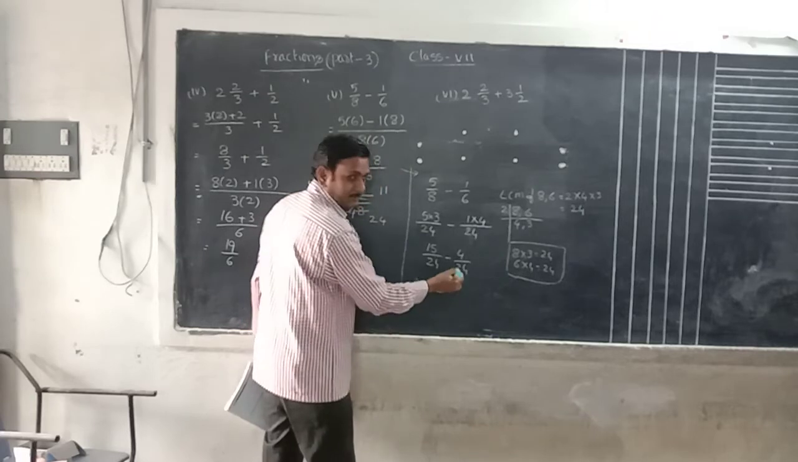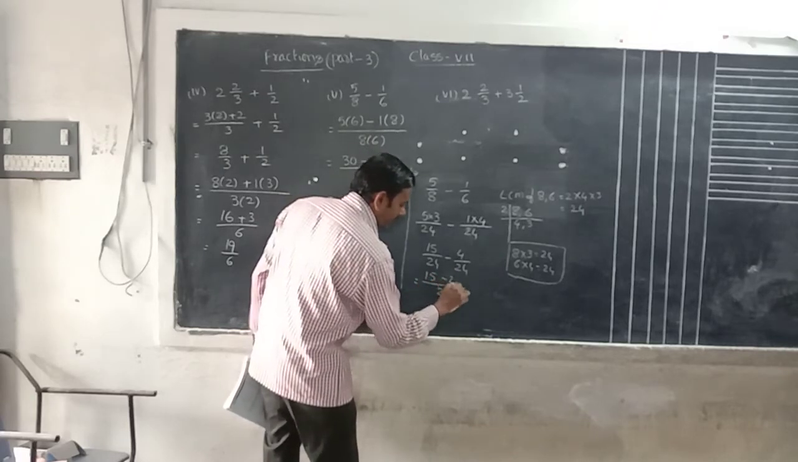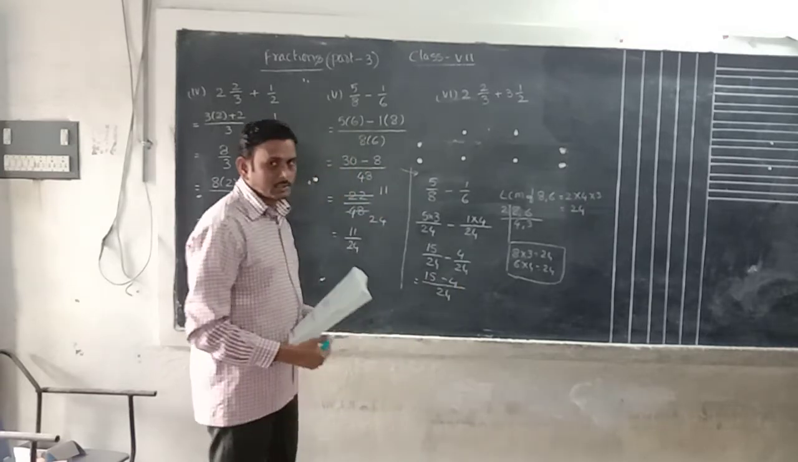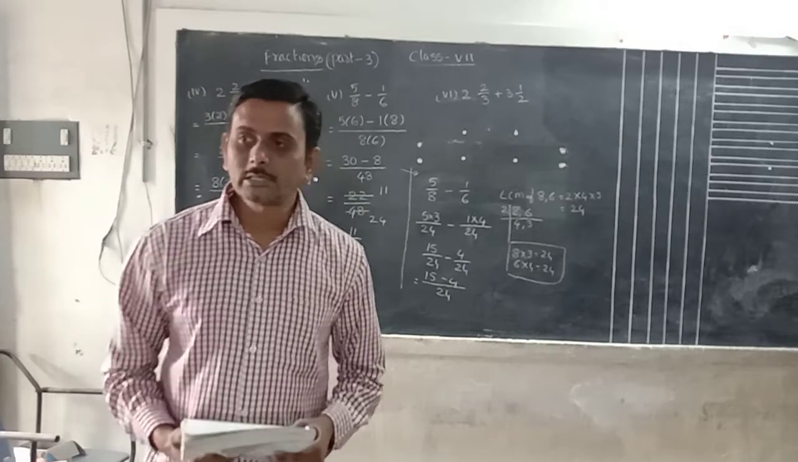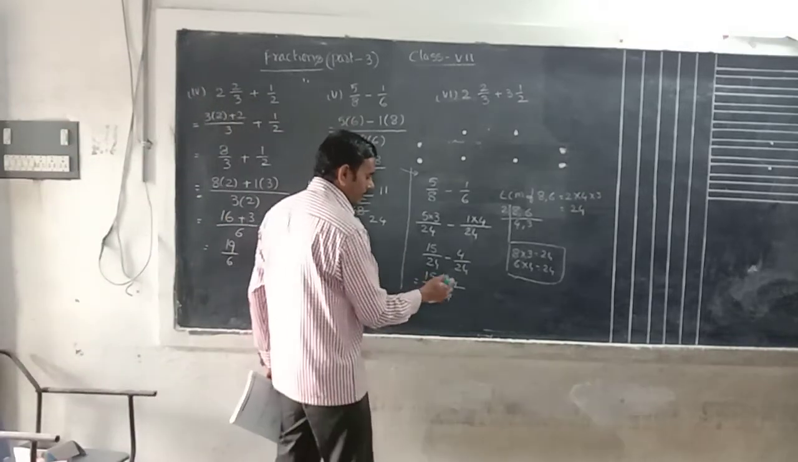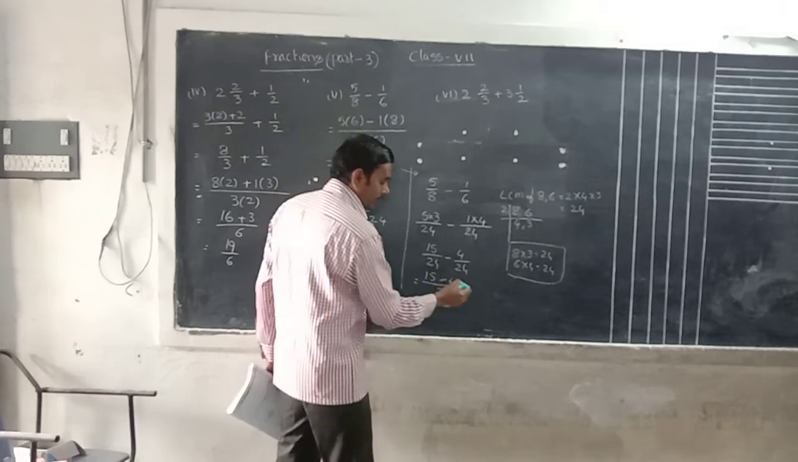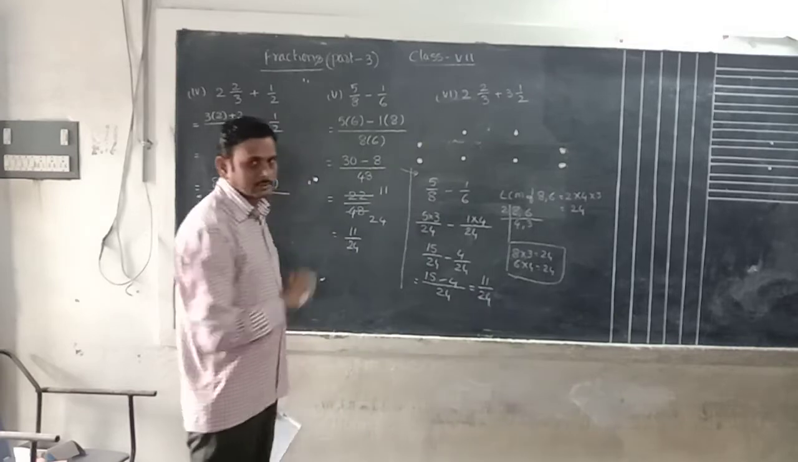Now the denominators are the same, like fractions. Now we can write 24 here. 15 minus 4. The denominators are the same, so those are like fractions. Whenever like fractions are given to you, we can add or subtract with the numerators. Here subtraction is given, so subtract. 15 minus 4 means how much? 11 by 24. That is the answer.